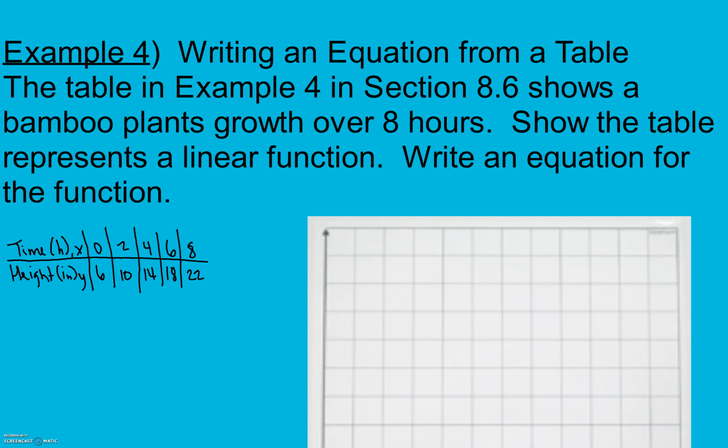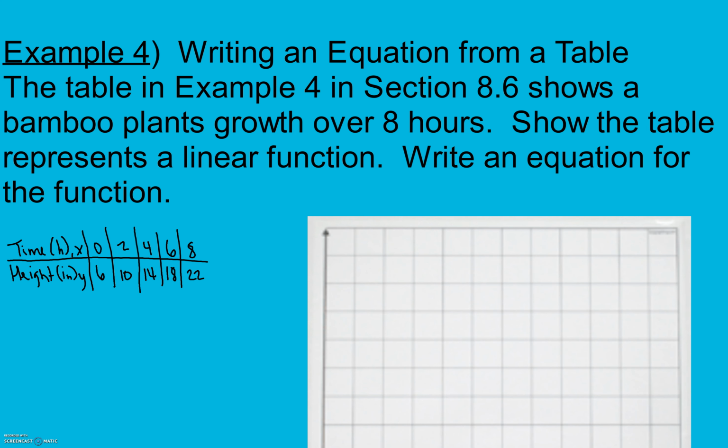In example 4, we're going to be writing an equation from a table. The table in example 4 in section 6.8 shows a bamboo plant's growth over 8 hours. Show the table represents a linear function, and then write an equation for the function. So in order for it to be a linear function, we can show that two separate ways. We can either check our change in our values.